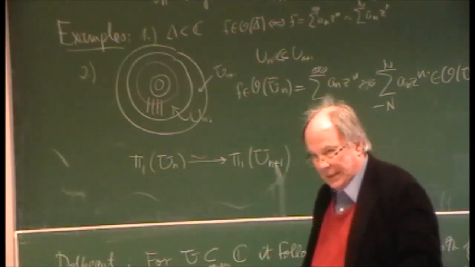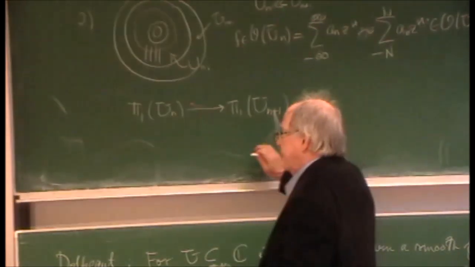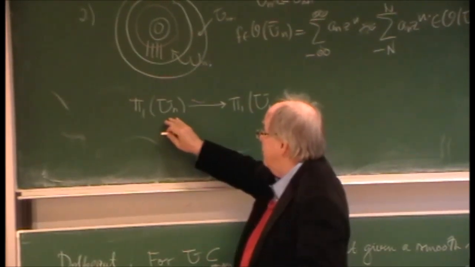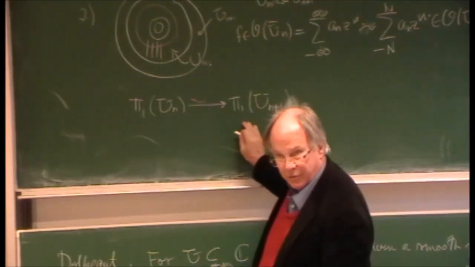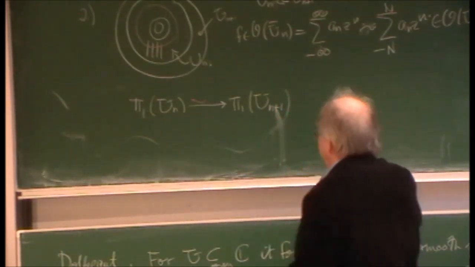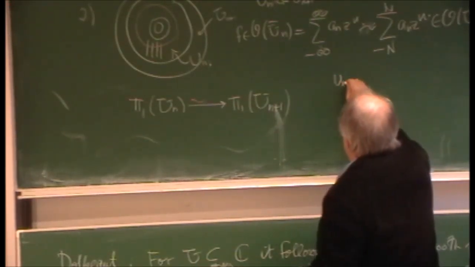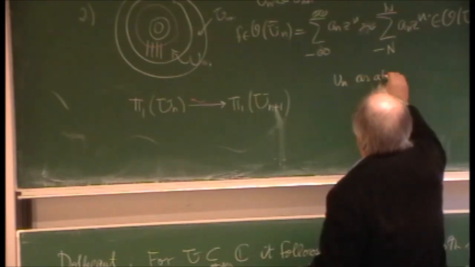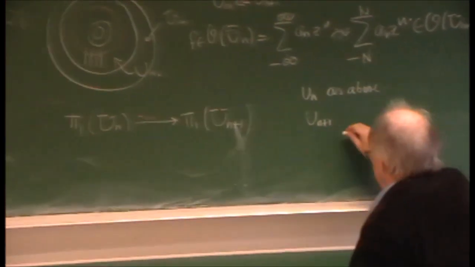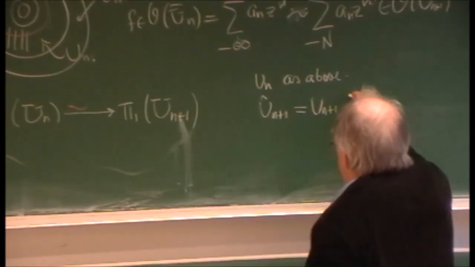Okay? Now let's take another example where they're not quite isomorphic. So that would be the case where the fundamental group of the big thing is bigger than the fundamental group of the small thing. Okay? Look, you don't care. I'm going to make the same example, except I'm going to make a hole. So U_n is as above, and U_{n+1}, not as above, say \hat{U}_{n+1}, I'm going to change it, equals U_n as above minus a disk.